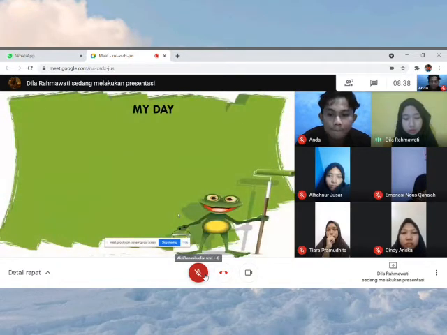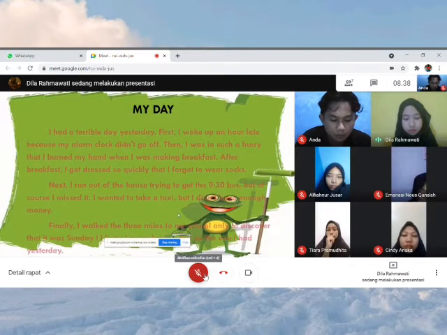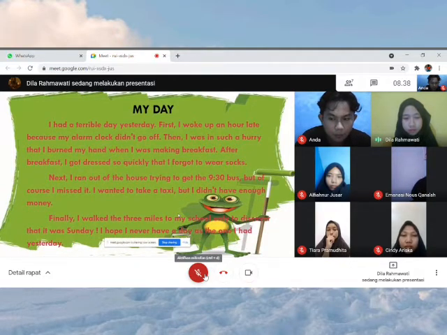Third is example of recount text. Can you see the text here, students? Please try to read it carefully.